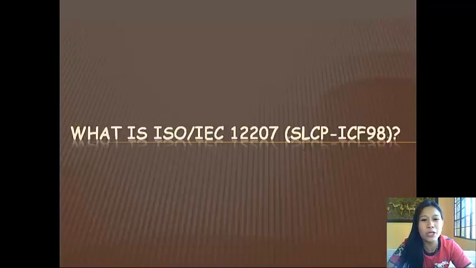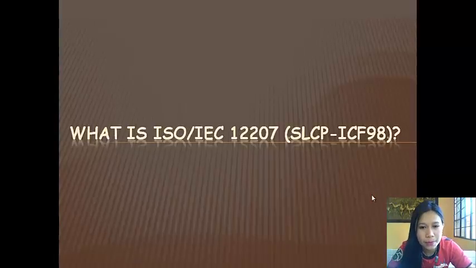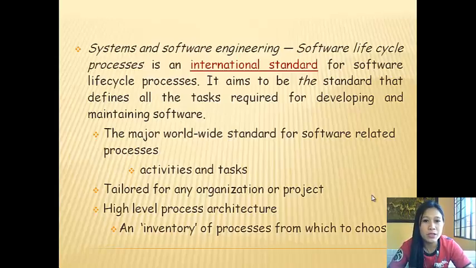Hi, I'm Ergomea Margie. I'm going to discuss what ISO/IEC 12207 is. It's a standard in software engineering. Software lifecycle processes is an international standard for software lifecycle processes. It aims to be the standard that defines all the tasks required for developing and maintaining software.